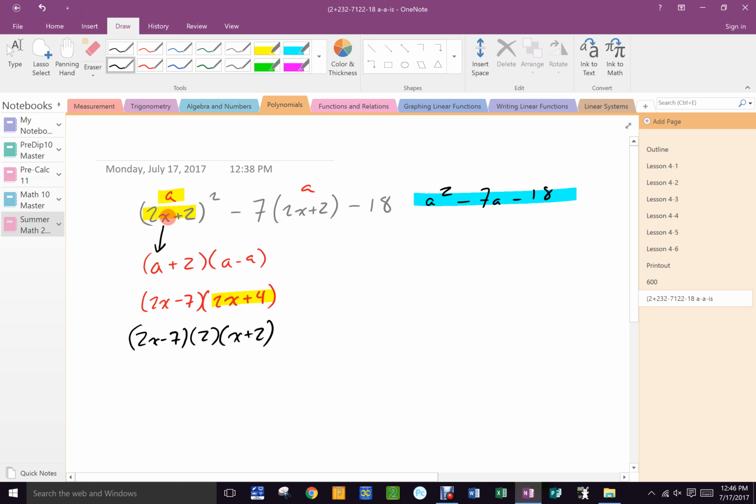Do you recognize that A is 2x plus 2? And you recognize that this is A plus 2. So I have A is 2x plus 2, and then I'm adding 2 more. So I have 2x plus 4, because 2 plus 2 is 4. And in this one, A is 2x plus 2, but then I'm taking away 9. So I had 2x plus 2, but I'm taking away 9. Oh, okay, now I get it.